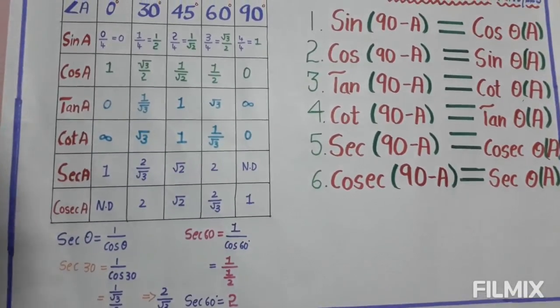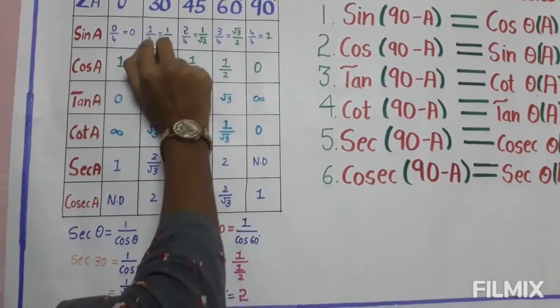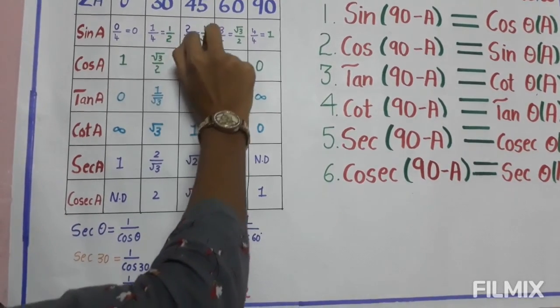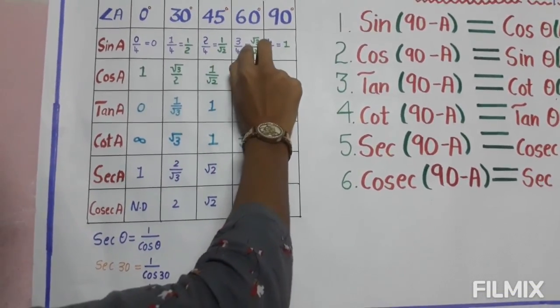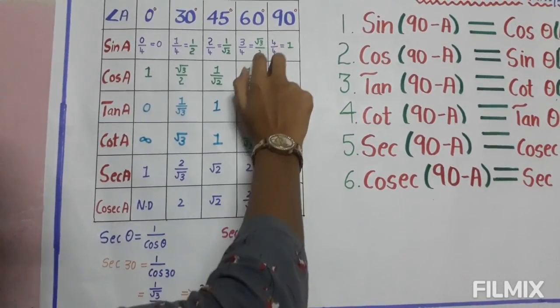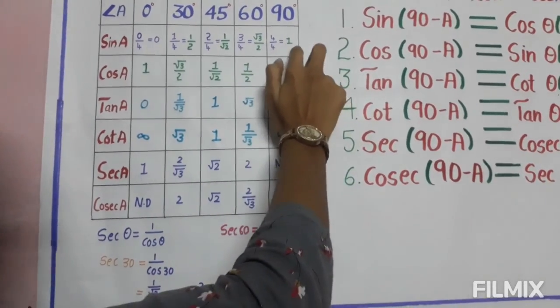Now we have to take the root value, where root of 1 by 4 equals 1 by 2. Then root of 2 by 4 equals 1 by root 2. Here root of 3 by 4 will be equal to root 3 by 2. And root of 4 by 4 is 1.